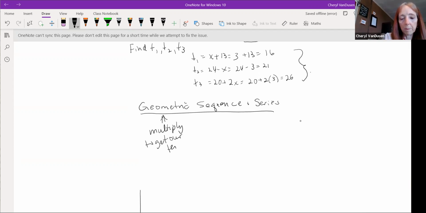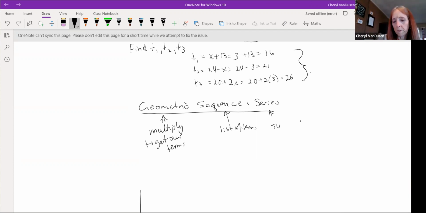And now we might multiply by a fraction. So you sort of think of dividing, but I always just say you multiply by a whole number or you multiply by a fraction. Easier to think of. These words mean the same thing. This is a list of the terms. And this is a sum of the terms. And there are various formulas that you can look up for the different questions.